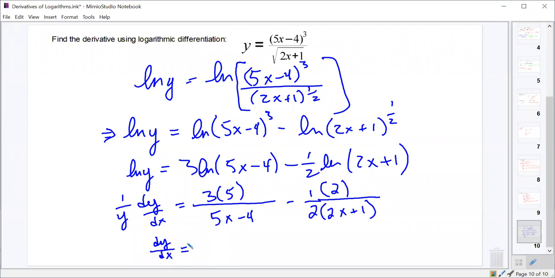Wait, at the end there, what rule did you use for 1/2 natural log 2x plus 1? Yeah, so I left the 1/2 because that's a constant. And then it's natural log of u, so 1 over 2x plus 1, and then times the derivative, 2. It's just the log rule with the chain rule. Yep. Okay, got it. So then we can simplify what we got here as 15 over 5x minus 4, and then minus 1 over 2x plus 1. And we're multiplying all of that by what?